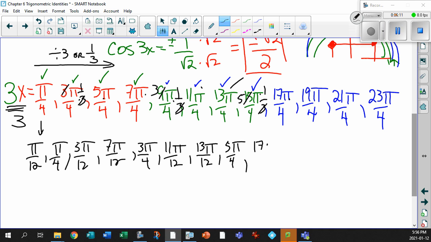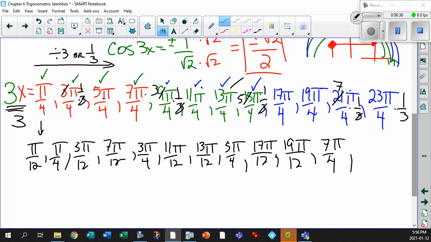Multiply this by a third. Yep, 17 pi over 12. Multiply this by a third. I sound like I'm repeating myself, aren't I? Well, I am. Multiply this by a third. 3 goes into 21, that's 7 pi over 4. And finally, multiplying this by a third is going to give you 23 pi over 12. There are all your values based on that multiple angle.